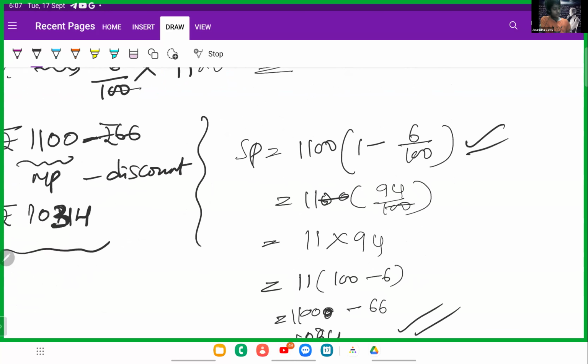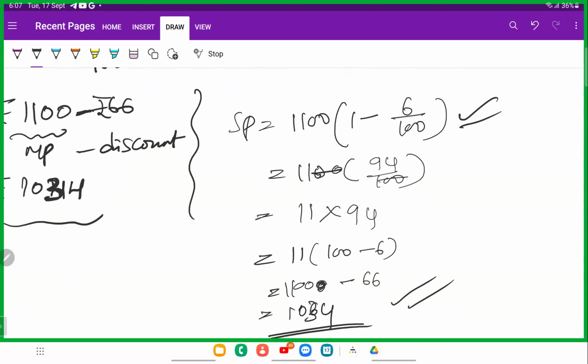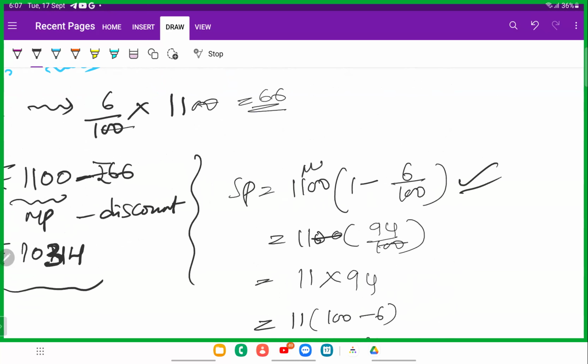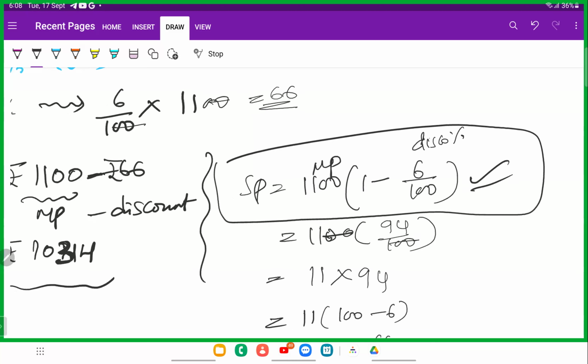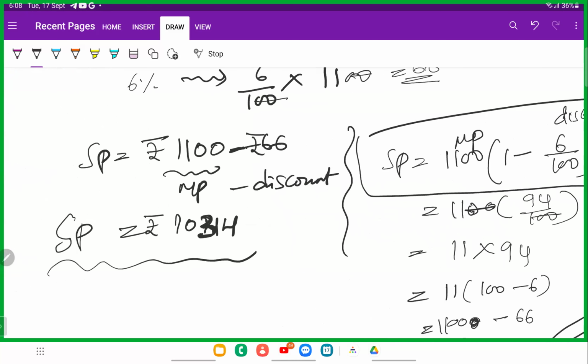Okay. Any confusion in understanding this? This is the market price, this is the discount percentage, so this is the formula. Any confusion in understanding this? Or else you can do it in this way. Either way will lead to a suitable answer.